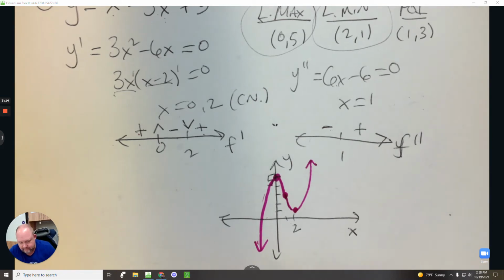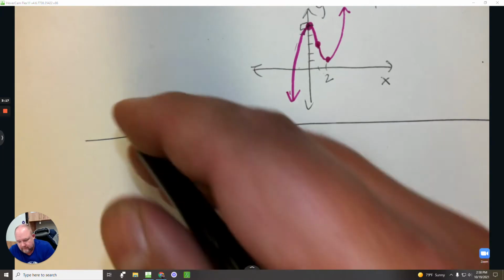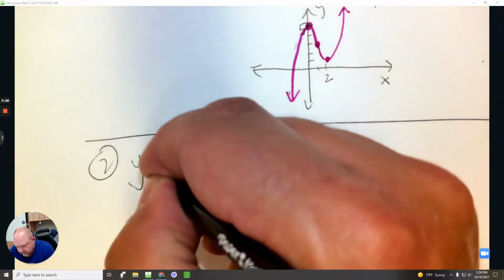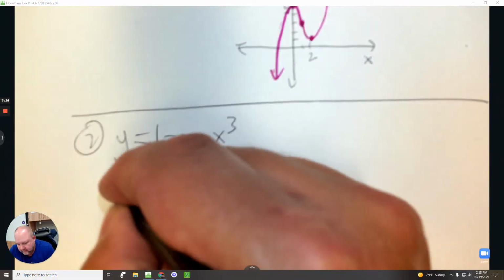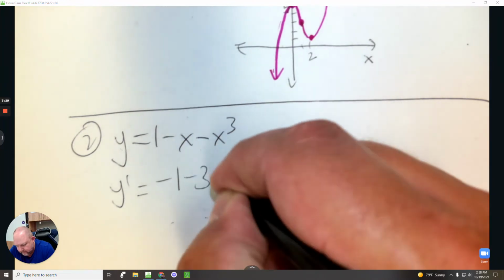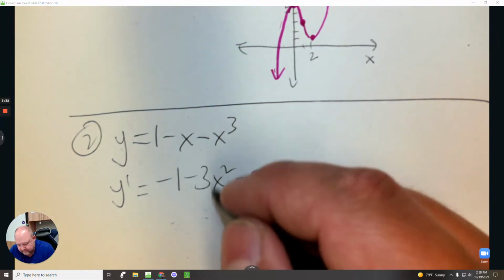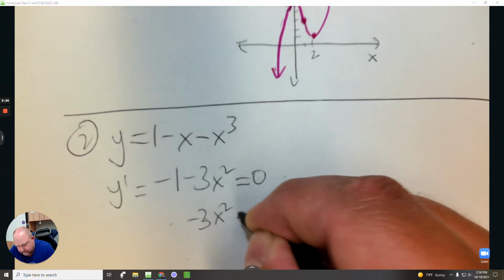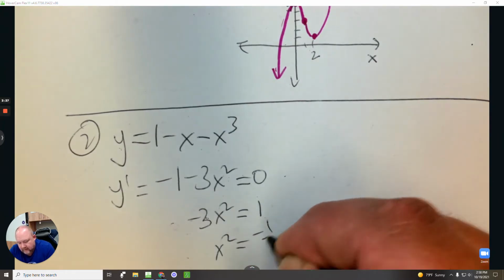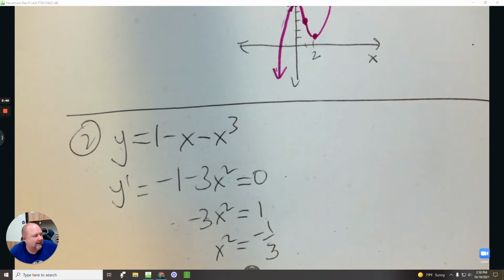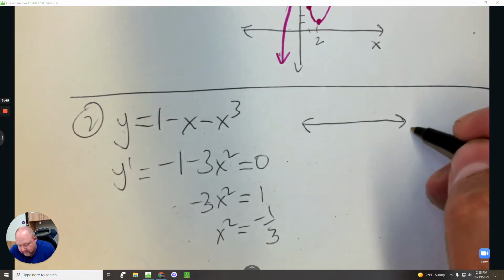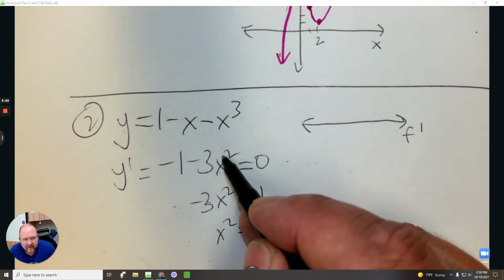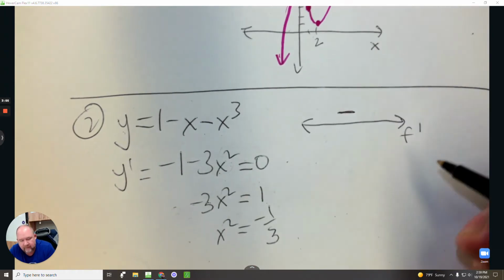Number 2. We're going to do the same steps here. So I'm going to take the derivative. I'm going to make it equal to 0 and solve it. When I try to solve this, I get x squared equaling negative a third. So there are no critical numbers. That means it's monotonic, so it's only increasing or only decreasing. Whatever number I put in for x, the answer will always be negative. So this function is only decreasing.